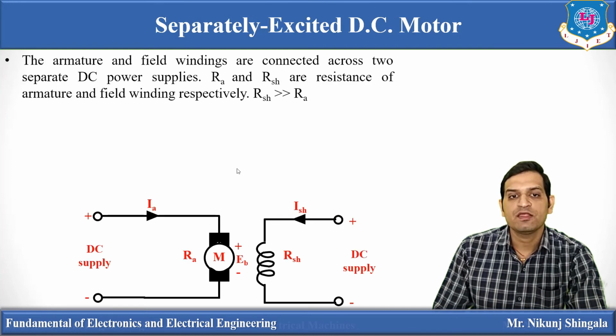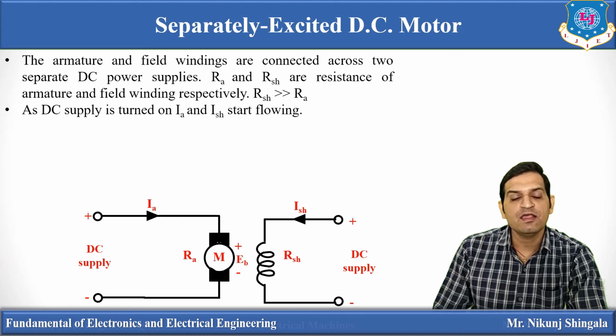So as the name suggests, this is the armature winding and this is the field winding. The armature and field windings are connected across two separate DC supplies. RA and RSH are the resistance of armature and field winding respectively. RSH is always greater than RA. Now as DC is turned on, IA and ISH will start to flow. IA is the armature current, ISH is the shunt current, that is the field current.